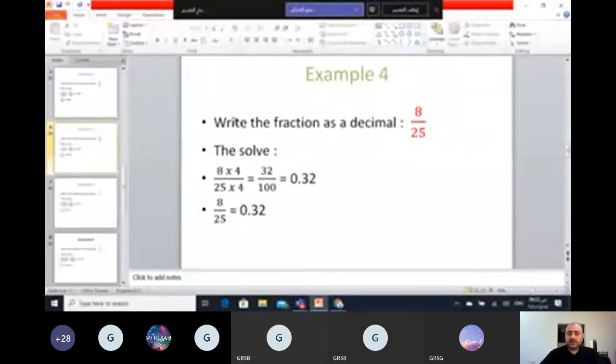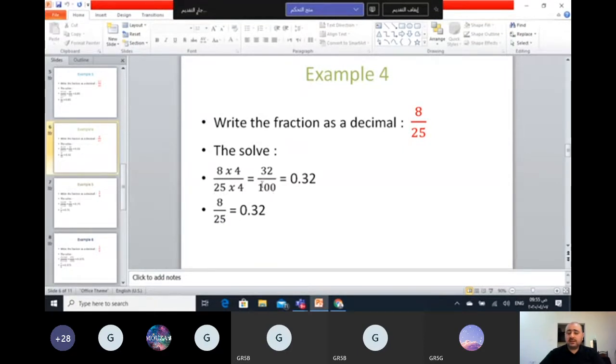Example 4, write the fraction as a decimal. We have this fraction now, 8 over 25. As you see, the denominator here is 25. I cannot change directly because the denominator is not a power of tens. So what I do, try to find which number multiplied by 25 equals 100. 4. So multiply the numerator and denominator by 4. So I can write 8 times 4 and 25 times 4. So 8 times 4 will be 32 and 25 times 4 will be 100.